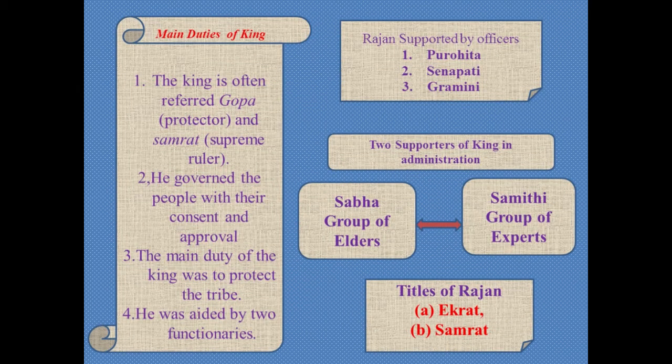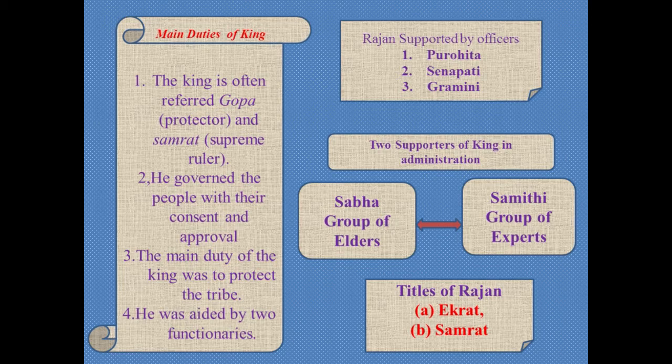Now, what are the duties of the king? What did the king do in the administration? The king was also called protector or Gopa. He also enjoyed a title as supreme ruler or Samrat. You understand? The major duty is to protect. Next, he governed the people with their consent and approval. He took the people's consent and approval to administer.